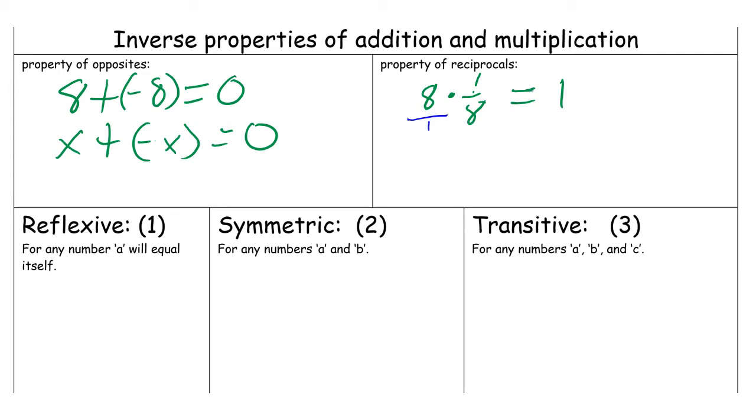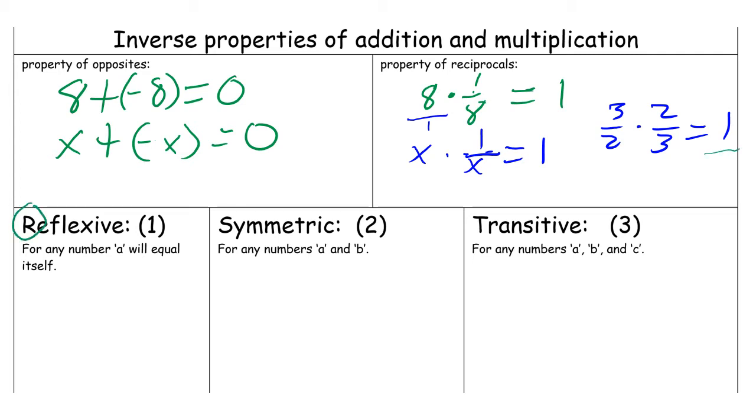We can always put a 1 under a number and make it into a fraction. And whenever we multiply reciprocals, we will get 1. So x times 1 over x equals 1. 3 over 2 times 2 over 3 equals 1. So notice the answer to the inverse is the same as the identity. The identity of multiplication is 1. The answer to the inverse is 1.